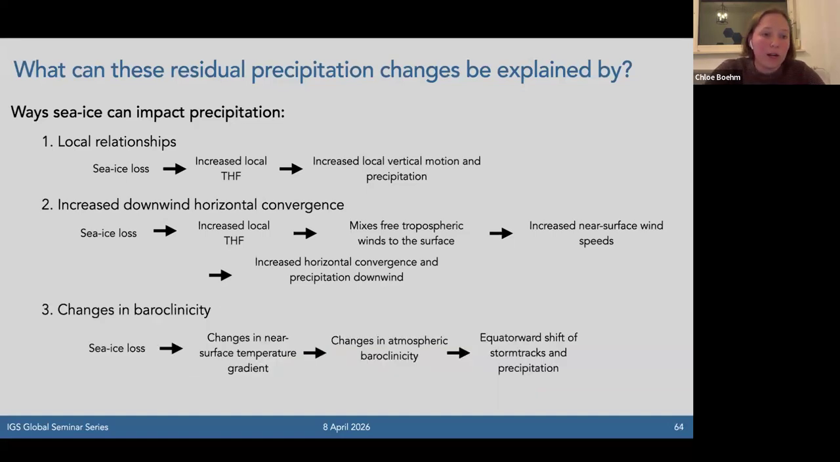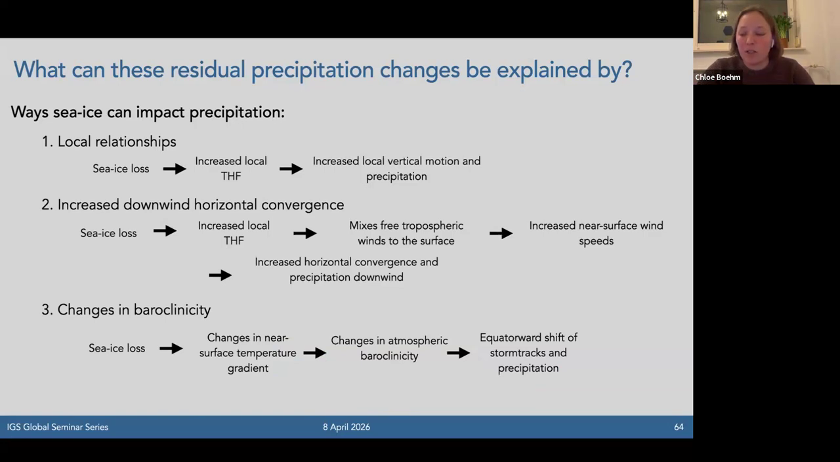And then we also have sea ice loss can impact changes in baroclinicity. So it could change near surface temperature gradients, changes atmospheric baroclinicity, which could result in an equatorward shift of storm tracks and precipitation. And so we didn't directly look at 3, we looked at 2 a little bit.